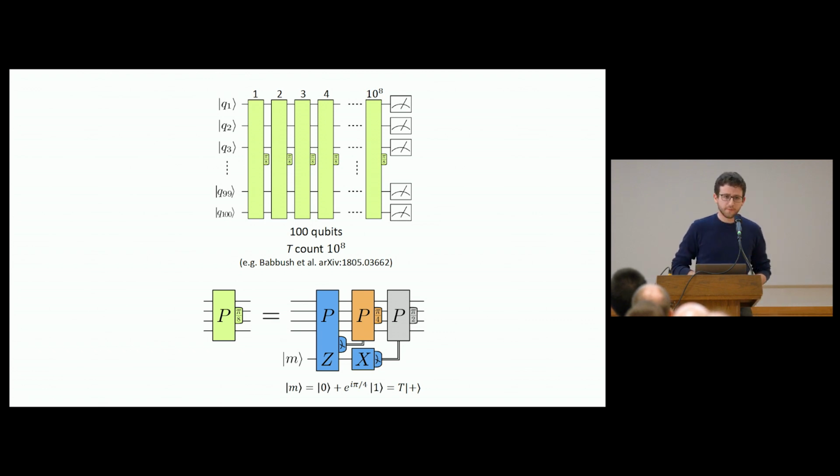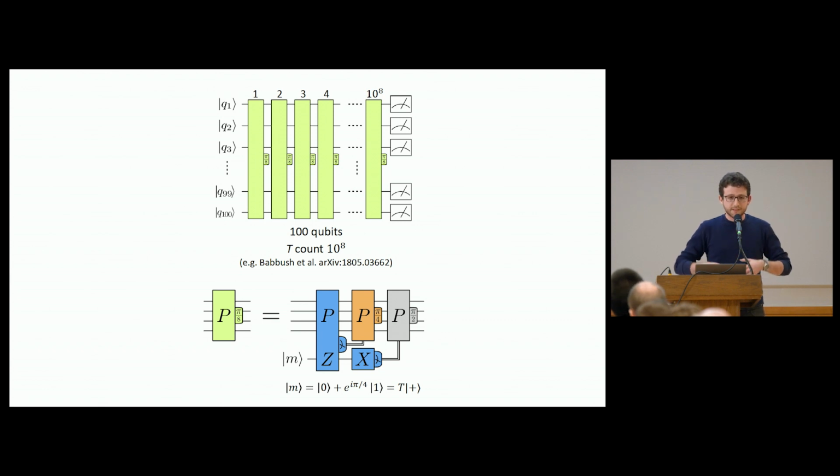So if you want to perform a P pi over 8 rotation and you have a magic state available, what you can do is measure the Pauli product P times Z between the qubits and the magic state. And depending on the outcome of this measurement, there might be a Clifford correction. But that's just a pi over 4 rotation that you can, again, commute to the end of the circuit. So it's nothing to worry about.